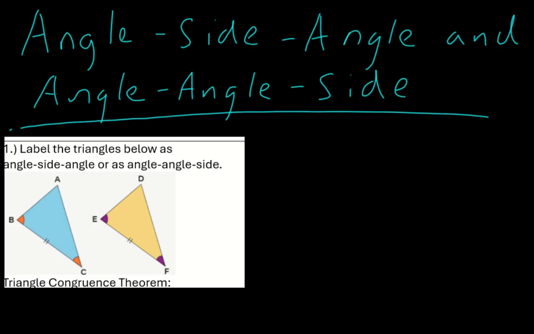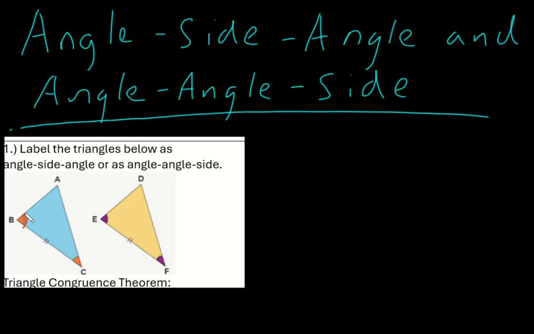All right, and welcome to angle side angle and angle angle side triangle congruency. Now, let's go ahead and take a look at number one. Label the triangles below as angle side angle or as angle angle side. And then we want to label which triangle congruence theorem we're going to use. Okay, let's take a look here. What are the things that we're given?